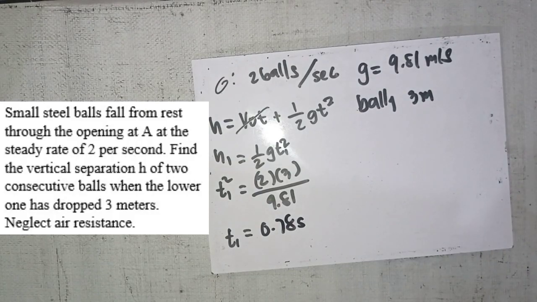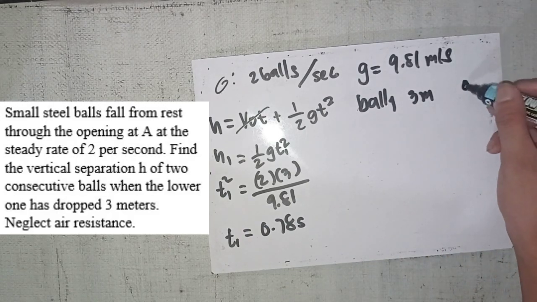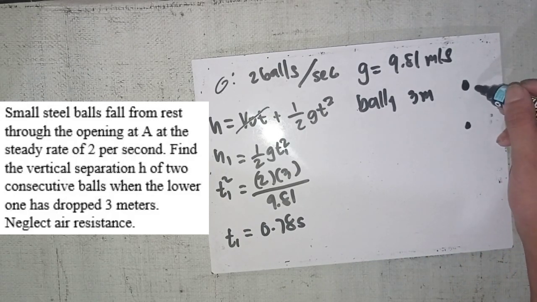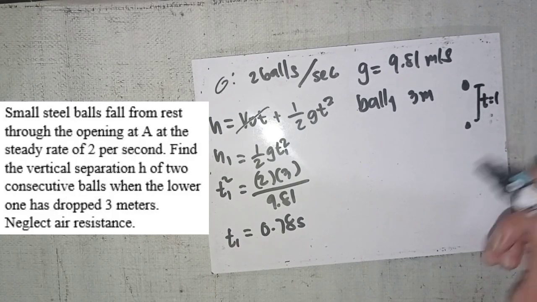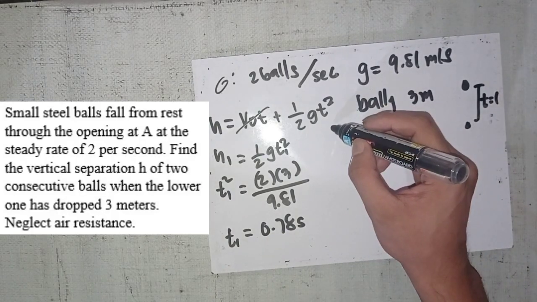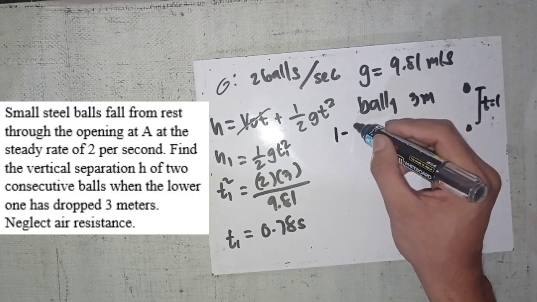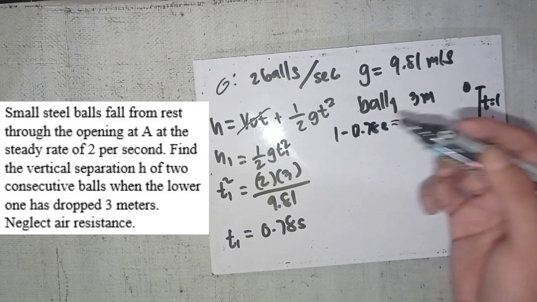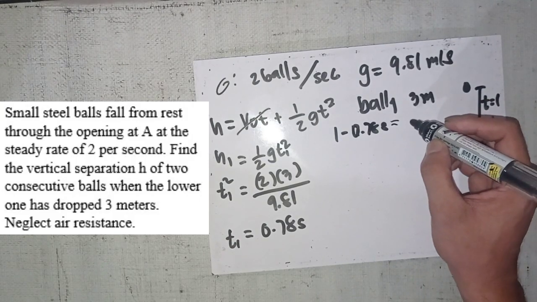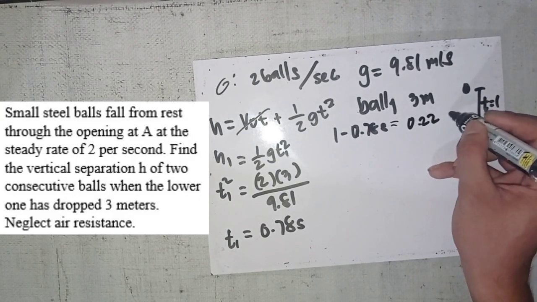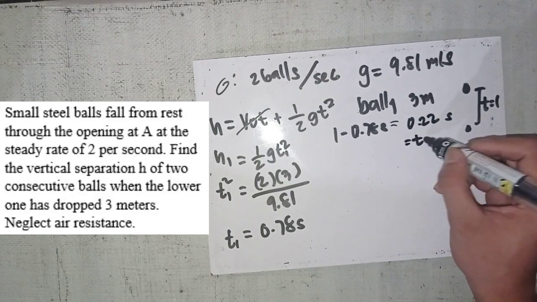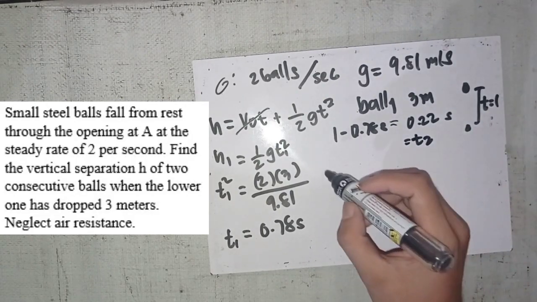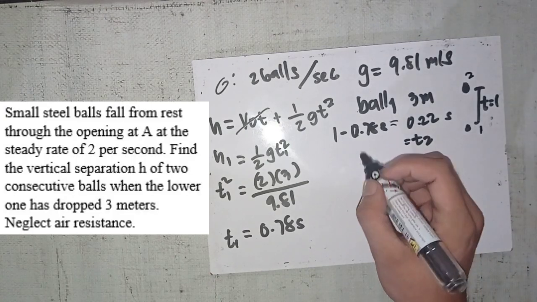Since the balls are released with a 1 second delay, the time here is 1 second. So time 1 second minus 0.78 seconds will be the time of the second ball released. So what we have here is 0.22 seconds. So this is the time for the second ball.